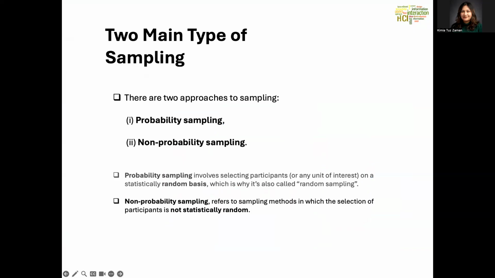The main two types are probability and non-probability sampling. We choose between these two. In probability sampling, every eligible unit has a known non-zero chance of selection. So think simple random, stratified, or cluster sampling. This lets us compute margins of error and make defensible population inferences. We will talk in detail about what each of these sampling methods means.